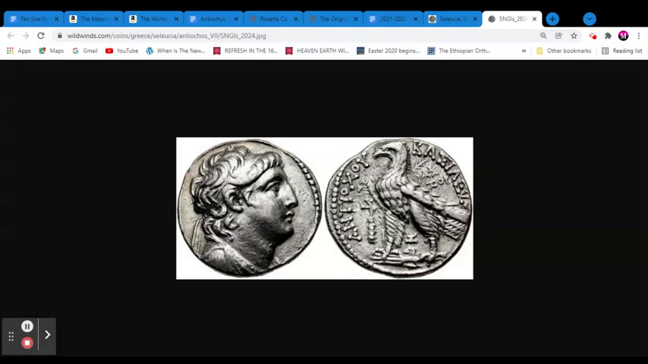Here's a picture of a coin that is minted in the image of Antiochus the seventh, Sidetes. What I think is so interesting in this picture, notice that we see an image of the eagle. Now, if you understand what that image signifies, this is dealing with Edom, Esau's lineage. Now, Josephus gives you a lot of information dealing with the Greeks.